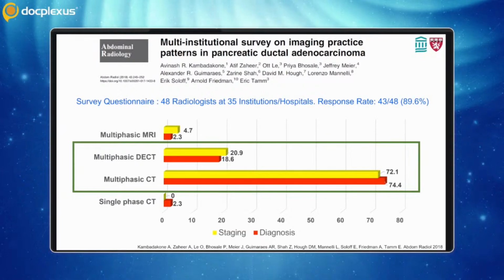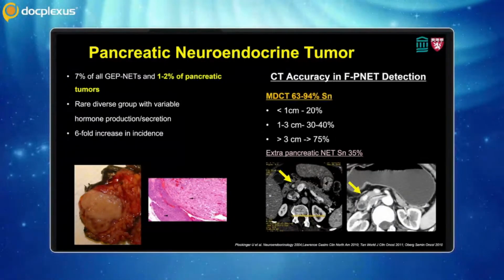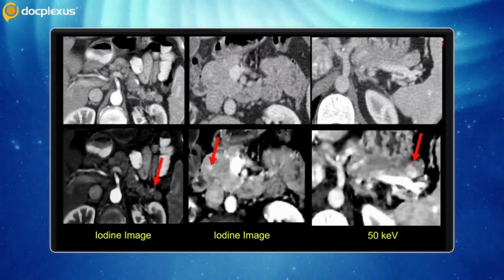Dr. Joshi spoke about pancreatic neuroendocrine tumor. I won't go into details about the clinical features, but if you look at the accuracy of CT for detection and characterization of neuroendocrine tumors, the accuracy falls as the size of the lesion is smaller. Now, these are three examples from our clinical practice where you can see the regular conventional CT images, but when you look at the virtual monoenergetic and the iodine images, the hyperenhancing lesions in the pancreas become more evident.